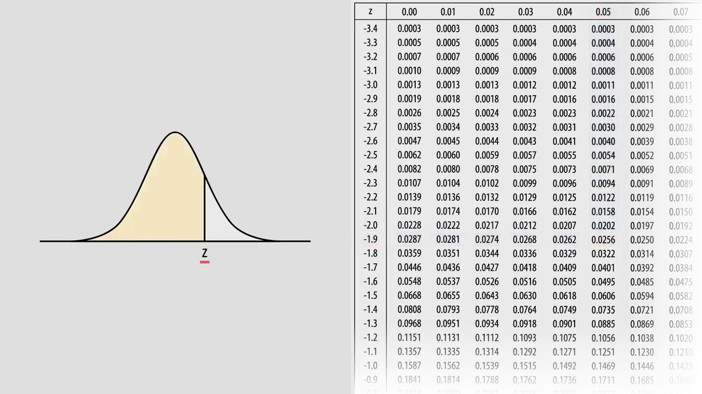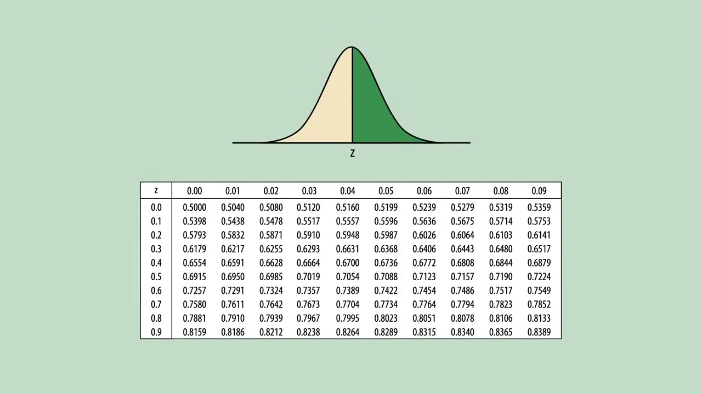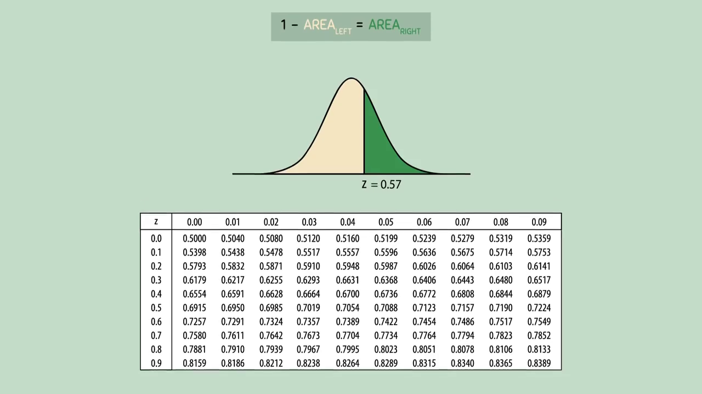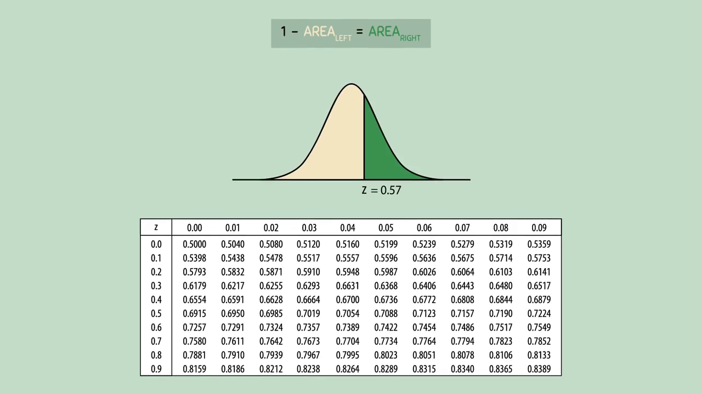We can also use the standard normal table to determine the area to the right of any z value. All we have to do is take 1 minus the area that corresponds to that z value. For example, to determine the area to the right of a z-score of 0.57, all we have to do is find the area that corresponds to this z value and then subtract it from 1. According to the table, the z-score of 0.57 has an area of 0.7157 to the left of it. So 1 minus 0.7157 gives us an area of 0.2843, and that is our answer.